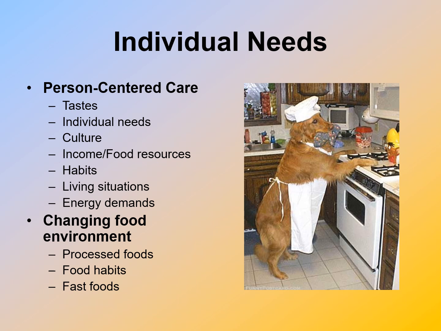And then we have a changing food environment. People used to live off of the land and garden and can all their own foods. Now there's a lot of processed foods. We eat a lot of fast foods. A lot of people eat out. And so we just need to know, what are people's food habits?